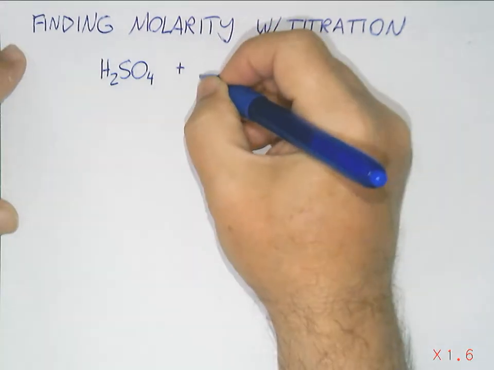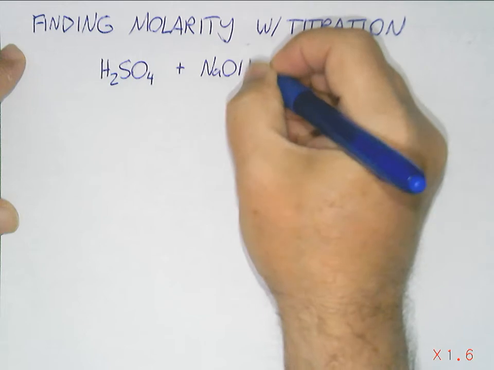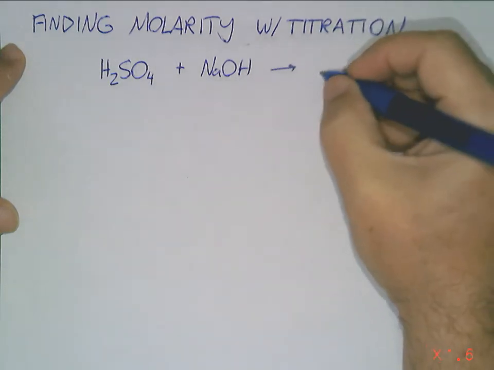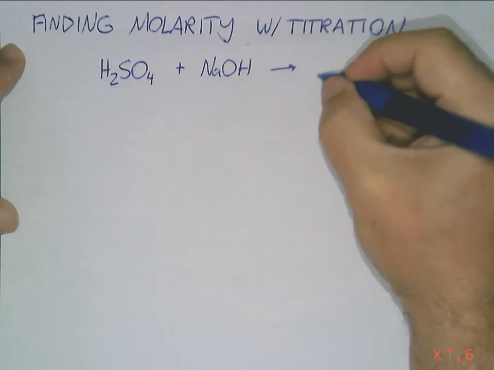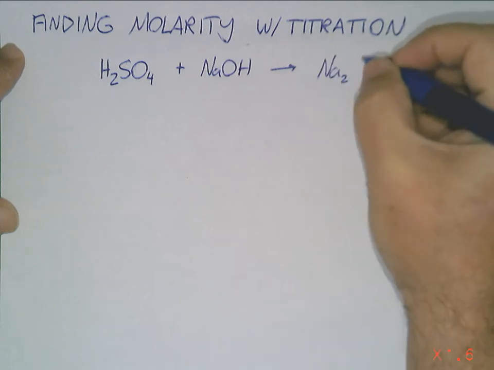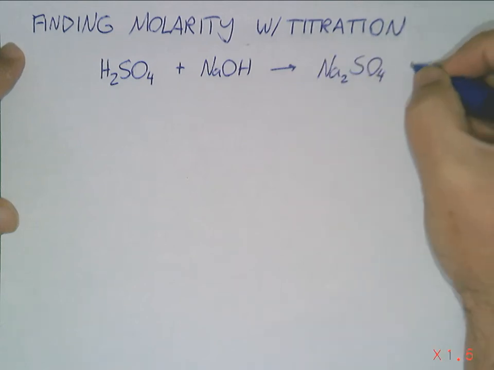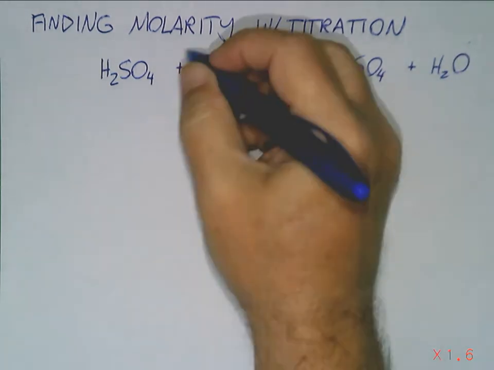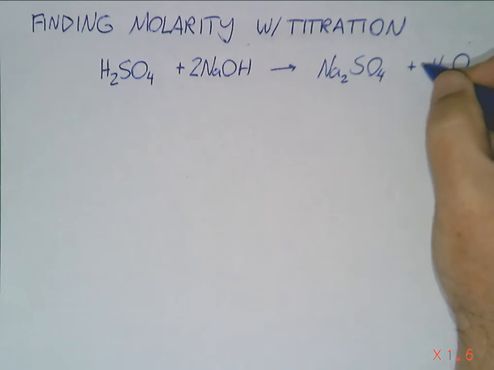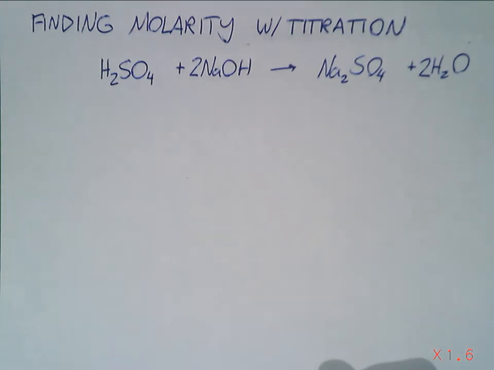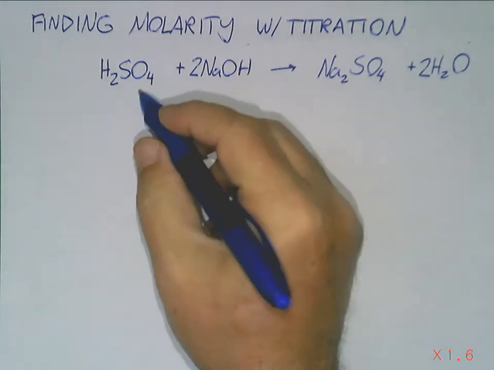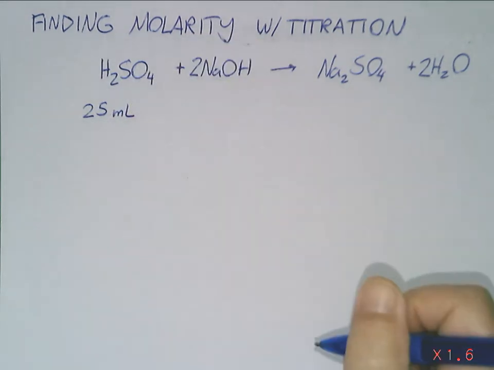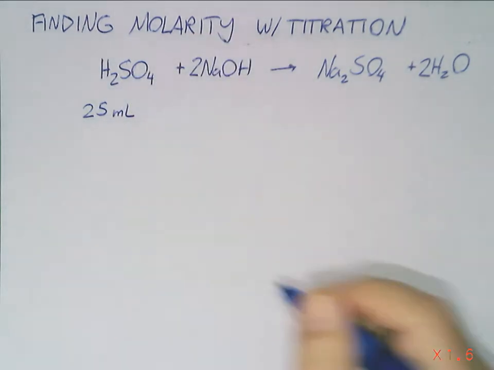One way to do that is to react it with base solution, like sodium hydroxide. I'm going to get sodium sulfate and water. And if I balance this, I can see I need a 2 here and a 2 here. So we'll just do that really quick. Here's the reaction. And suppose I have 25 milliliters of H2SO4, and I want to know what its concentration is.